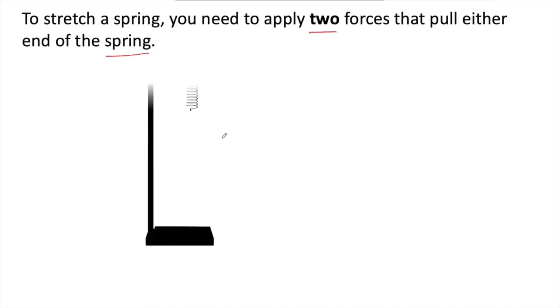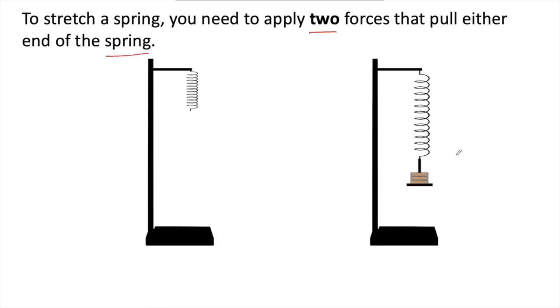To stretch a spring, you need to apply two forces that pull either end of the spring. For example, you could have it on a clamp here and add some weights to it, so you'd have the force of weight acting downwards and then a tension force acting in the opposite direction. That is two forces applying on the spring and allowing it to stretch.